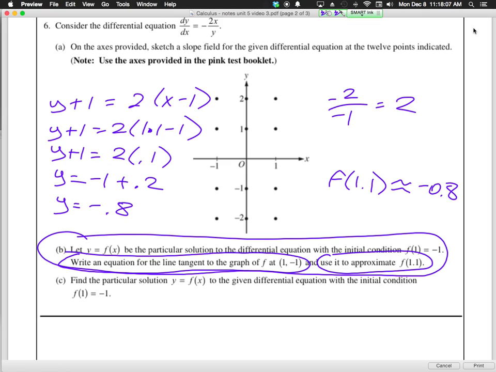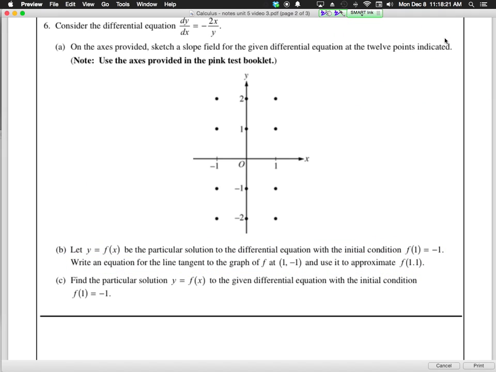Okay, and notice how close is 1.1 to the x value of 1? Very close. Why do you think they did that? To get more exact. How do I get more exact that way? Brock?